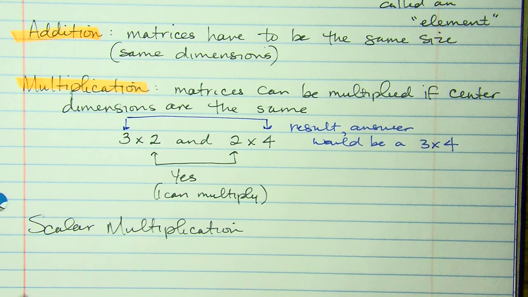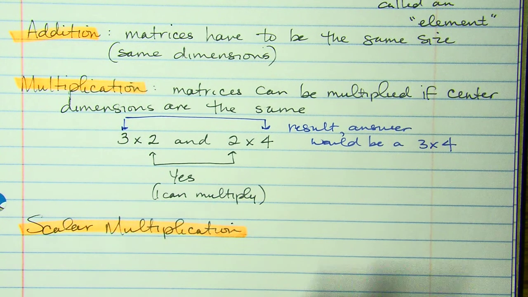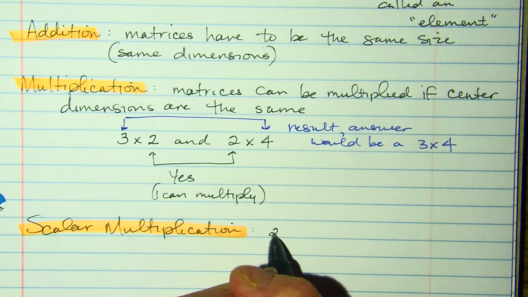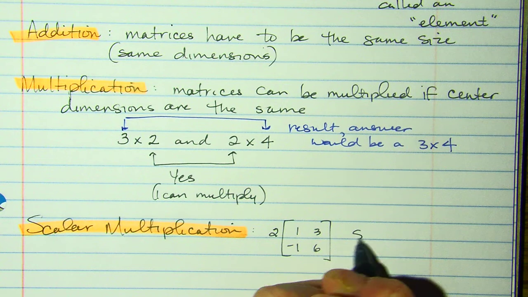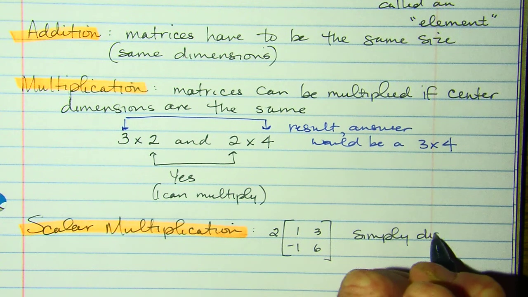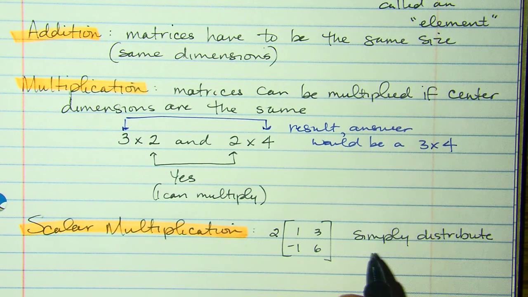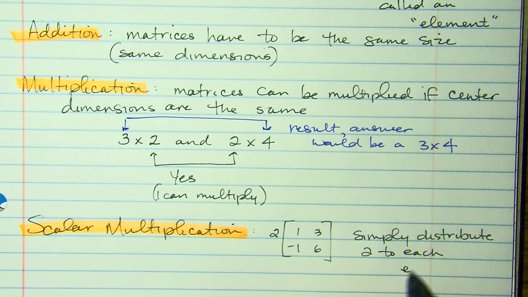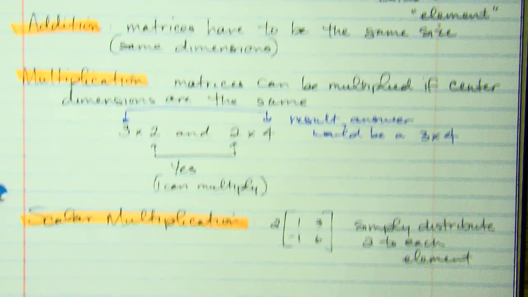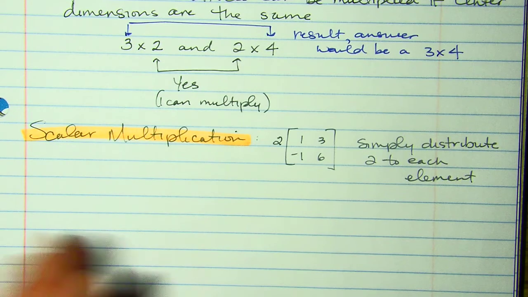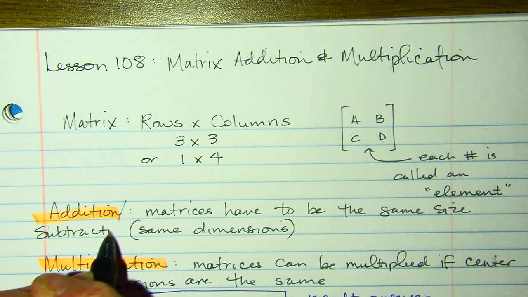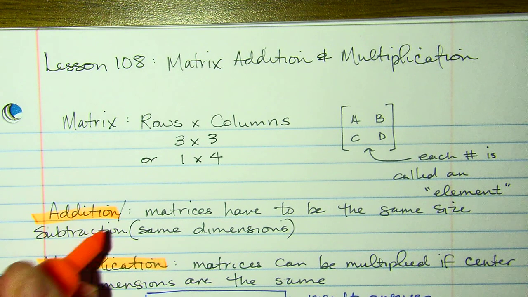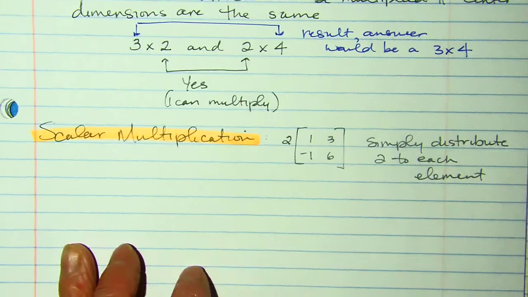And that one's probably the easiest. So if I have like 2 times 1, -1, 3, and 6, you simply distribute the 2 to each element. So those are the three things you're going to see: addition, multiplication, and scalar multiplication. Addition and subtraction are dealt with in the same way, so this should also say subtraction. Okay, because you can do both. They're kept in the same category. So let's go ahead and jump on in.